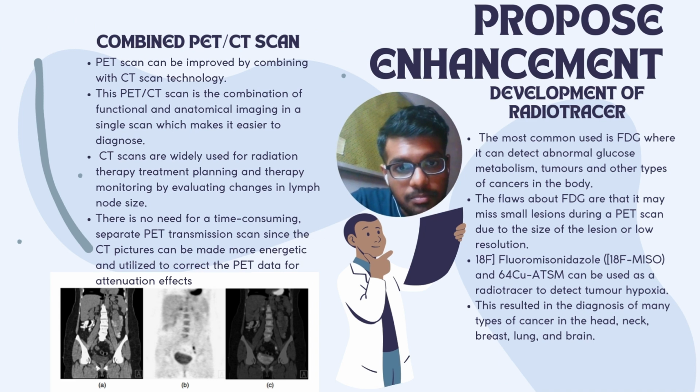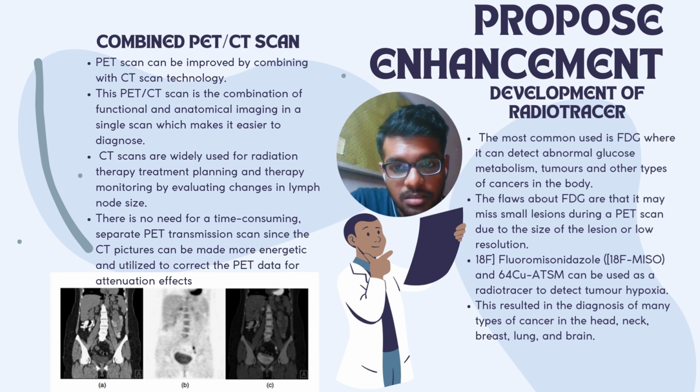So there are two ways we can enhance the PET scan for better usage. The first one is to combine the PET scan with CT scan technology. This combination of functional and anatomical imaging in a single scan makes it easier to diagnose. CT scans are widely used for radiation therapy, treatment planning, and therapy monitoring by evaluating changes in lymph node size. Therefore, there is no need for a time-consuming separate PET transmission scan, since the CT pictures can be used to collect the PET data for attenuation correction.